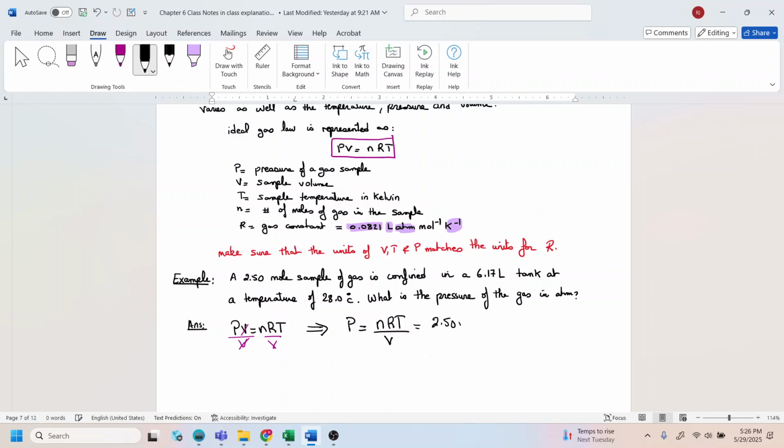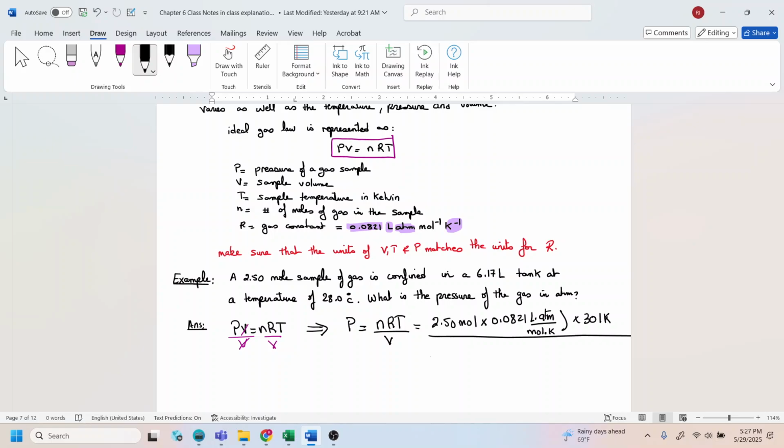So 2.50 moles multiplied by the R. And I always insist on you writing the units for every single variable. The reason why is because we want to make sure that the units do match. So when we say mole to the -1, K to the -1, this is actually in the denominator. It means dividing, so you're dividing by mole, Kelvin, like that. And we're going to multiply this by 301 K. We changed the Celsius into K.